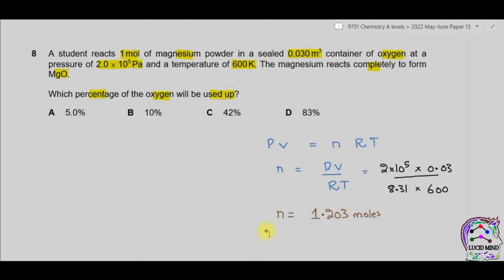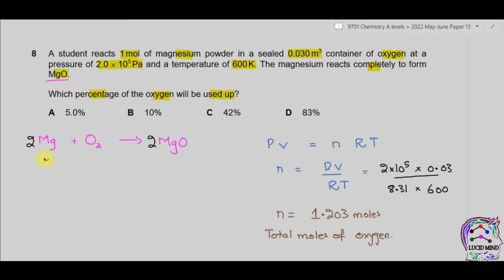So this represents the total moles of oxygen. Now let's see how many moles of oxygen can react with 1 mole of magnesium powder to combust this one. We have the equation Mg plus oxygen forms MgO. Let's first balance this one. We have 2 oxygen, so we can write 2 and we can write 2 with magnesium.